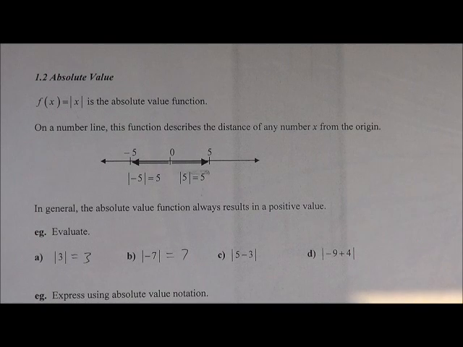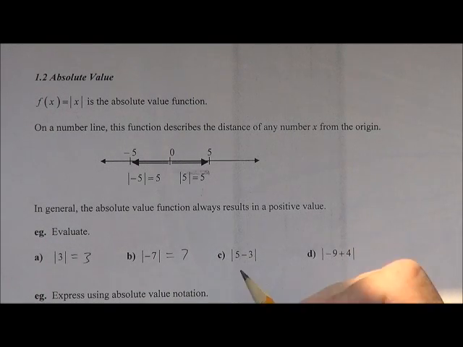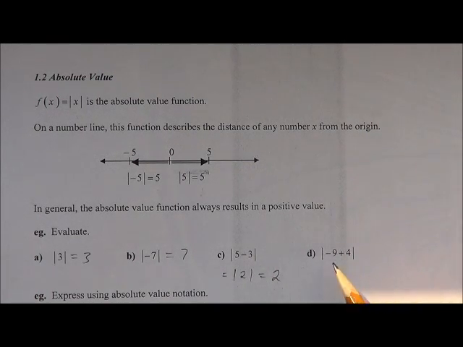We treat absolute values as brackets, so we do whatever's inside first, just like we would with order of operations. So the absolute value of 5 minus 3 is the absolute value of 2, which is 2 units from the origin. And for part D, the absolute value of -9 plus 4, that's the absolute value of -5, which is 5 units from the origin.